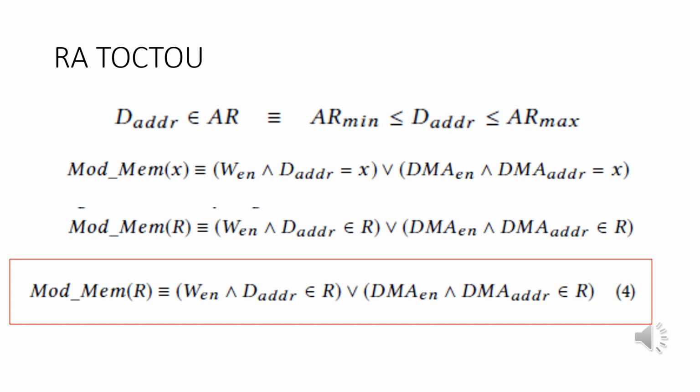In conformance with the axioms discussed on the previous slide, we can use these axioms to denote a modification to memory address X. Given our machine model, these formulae capture the fact that a memory modification can be caused by either the CPU or by the DMA. We can use this notation to represent a modification to a location within a contiguous memory region R as equation number 4.